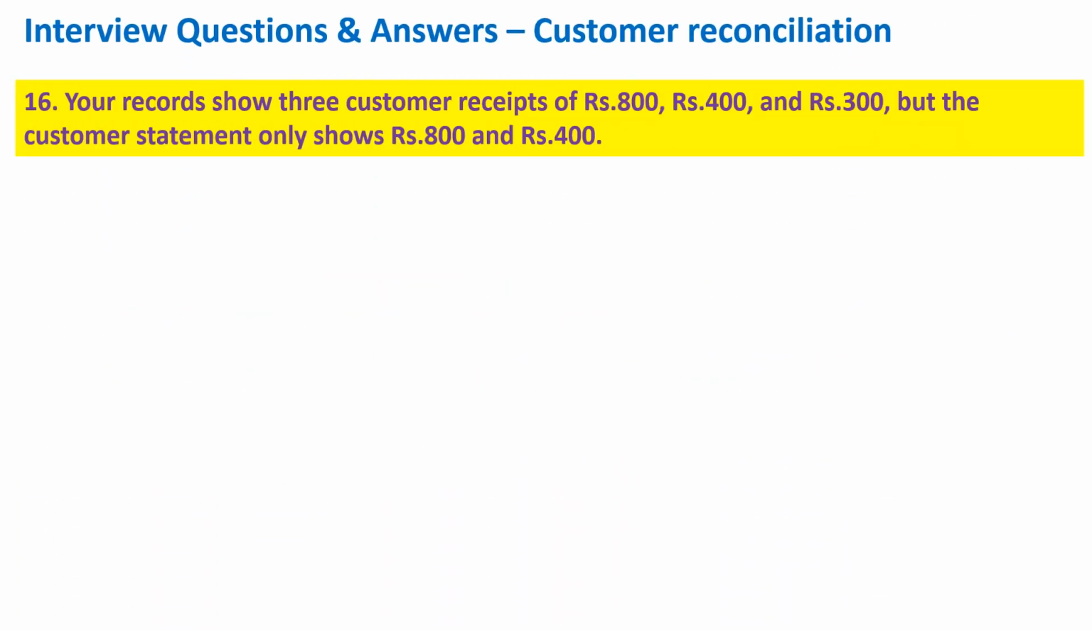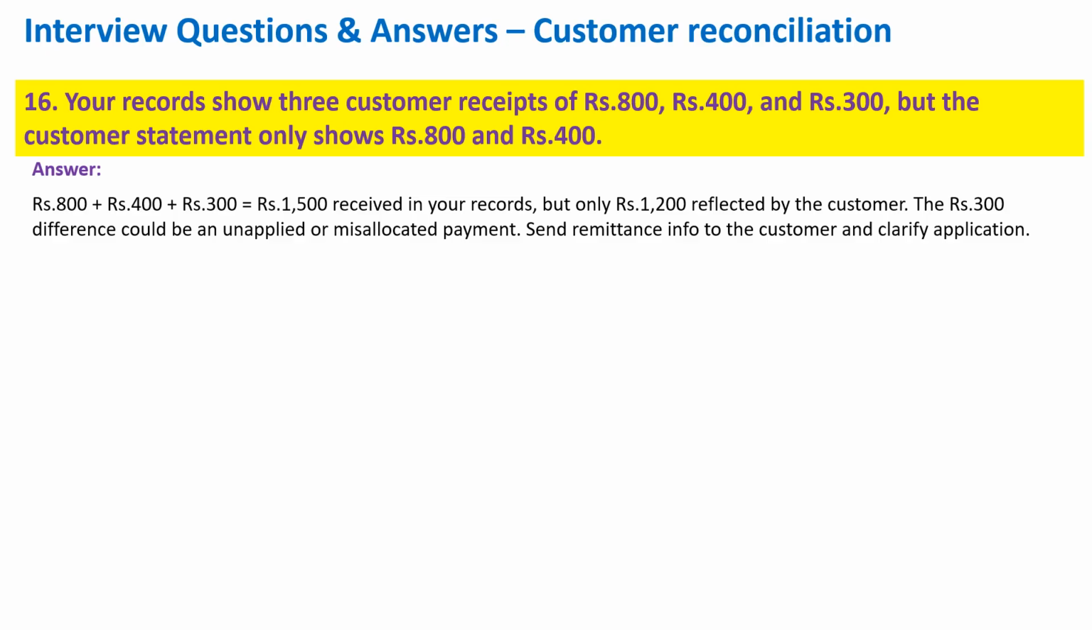Question number 16. Your records show three customer receipts of rupees 800, 400 and rupees 300, but the customer statement only shows rupees 800 and rupees 400. So what is your total collection here? 800 plus 400 plus 300 is 1,500 received in your records, but only 1,200 reflected by the customer. The rupees 300 difference could be an unapplied or misallocated payment. Send remittance info to the customer and clarify application.